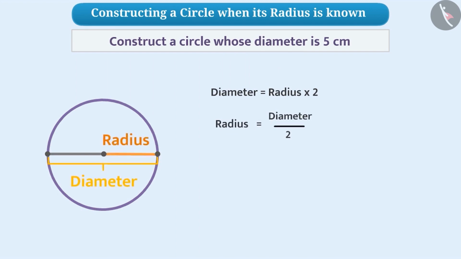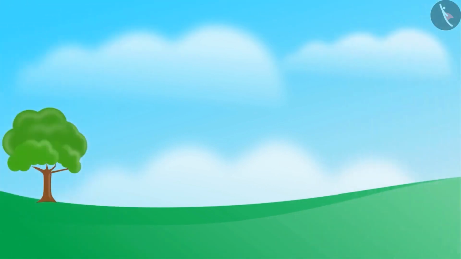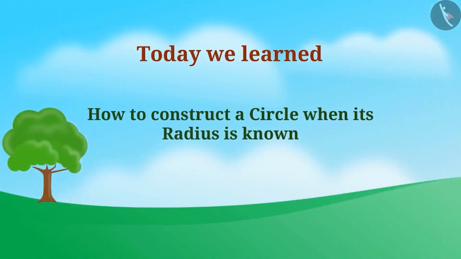Since, to draw a circle, the length of the radius is required, we will divide the diameter by 2 so that we know the measurement of the radius to be 5 by 2, which is equal to 2.5 centimeters. Therefore, whenever there is a question to construct a circle, it is important to note whether the measurement provided is of the radius or the diameter. Now, you will be able to draw a circle if you know the length of the radius. Today, we learned how to draw a circle when its radius is known. We will understand it more comprehensively with the help of some examples.